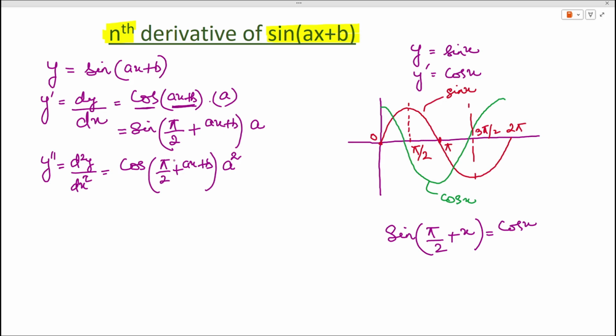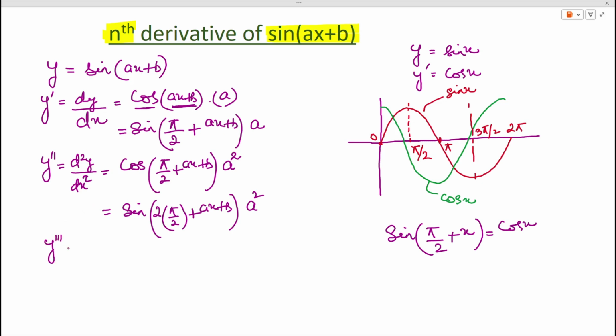Again, we will try to change it into the sine function. So this will be sine, with pi over 2 added to the angle written inside. So pi over 2 plus pi over 2 gives 2 times pi over 2, plus ax plus b, multiplied by a square. Now we'll do the third derivative and then derive the nth derivative.